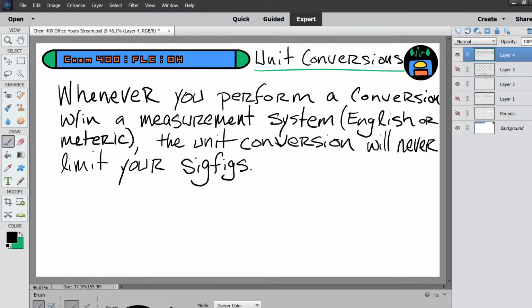All right, whenever you perform a conversion within the same system, metric unit to metric unit or English unit to English unit, your unit conversion will never limit your sig figs. When you convert between systems, it can. And the reason why is when you're going English to metric, that's not based on a definition. That's based off of a measurement. You have to measure that quantity.